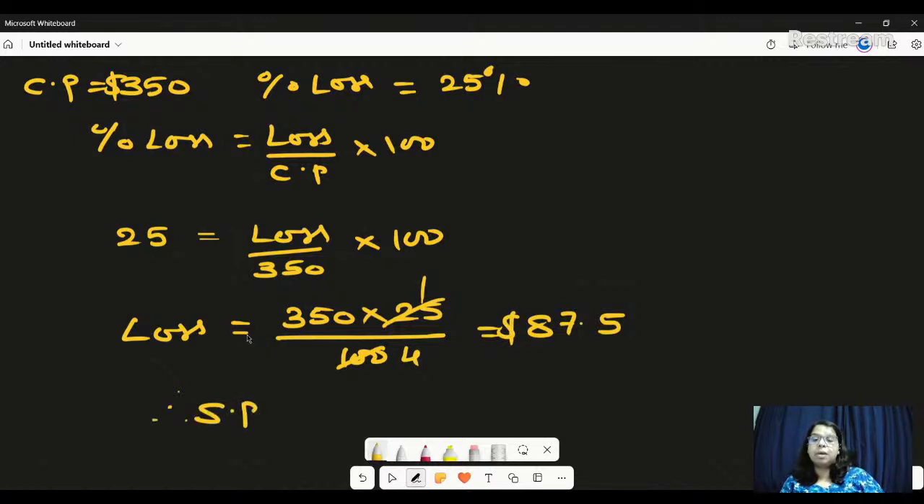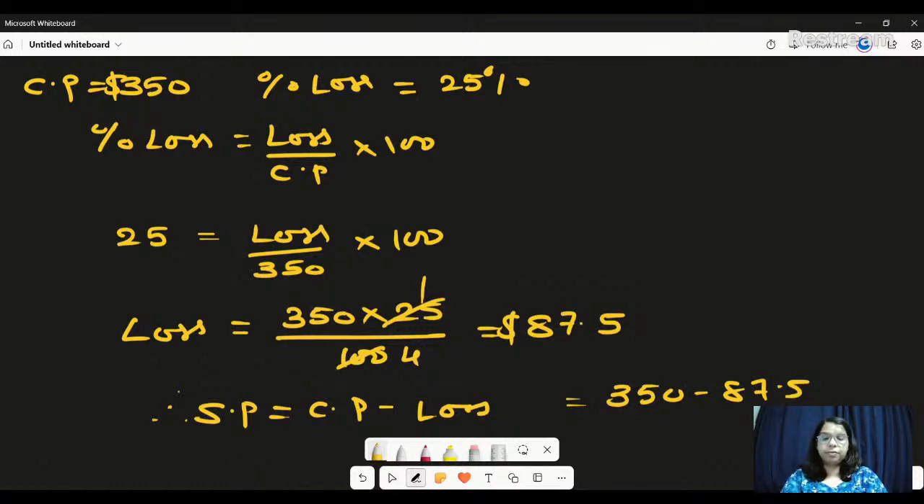Therefore, selling price in this case is cost price minus loss. So that is equal to 350 minus 87.5, which is equal to how much? 262.5. So your selling price is $262.5.